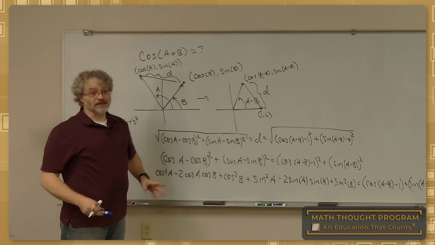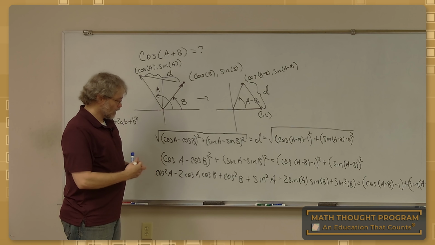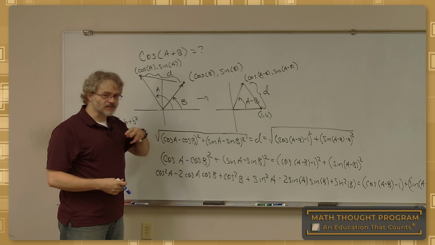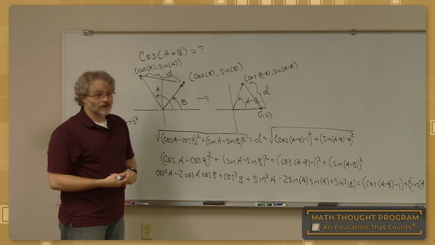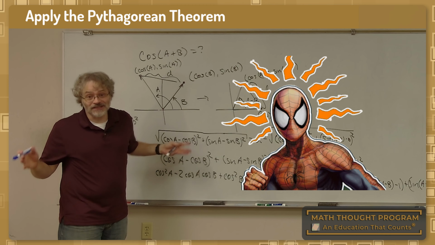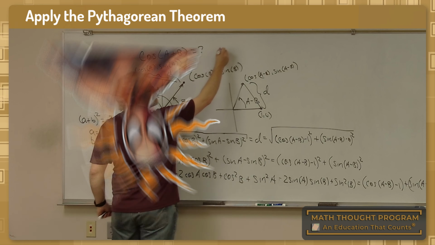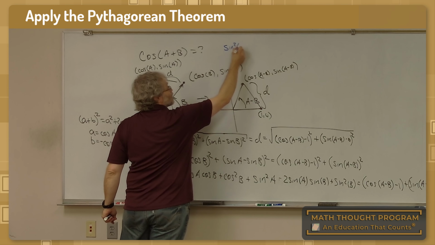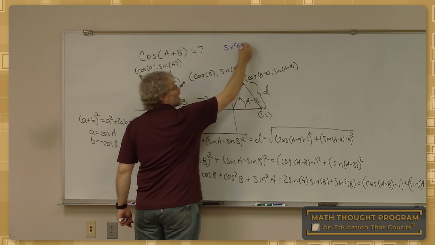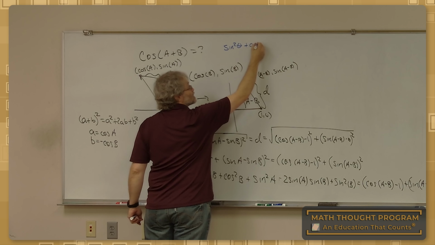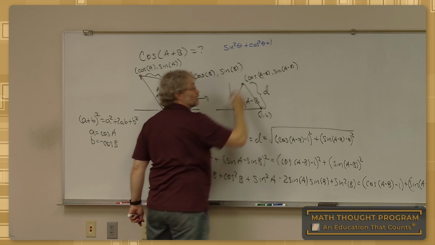I do want to clean this up. And whenever I start seeing things which are being squared, well, that makes my spidey sense really tingle. Because I know a special identity known as the Pythagorean theorem: sine squared theta plus cosine squared theta equals 1.